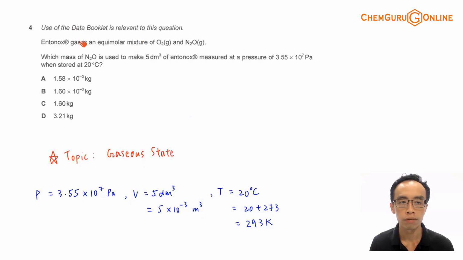Now question 4, we have a gas that is an equimolar mixture of O2 and N2O. Which mass of N2O is used to make 5 dm³ of ethanox measured at a certain pressure, stored at a certain temperature? Given all this information, we roughly know that the topic tested involves the gaseous state. What I need to do is use the ideal gas equation for some calculation, keeping in mind this is an equimolar mixture of oxygen and N2O.